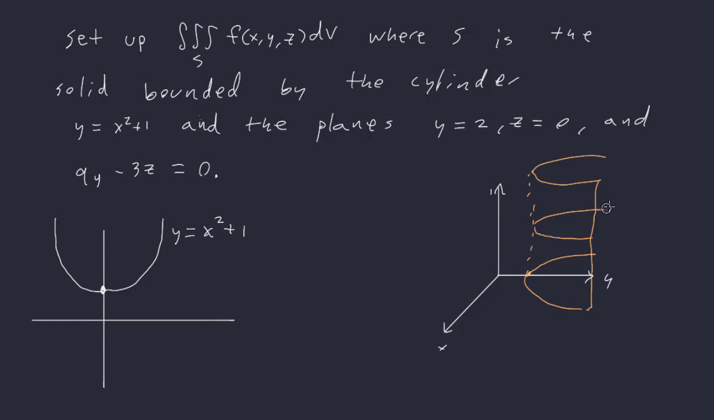Okay, something like that. All right, so there's that cylinder, y equals x squared plus 1. And now these planes, y equals 2, z equals 0, these just give us essentially our next limits in y. So y equals 2, well, here's 1, y equals 2 will be here.